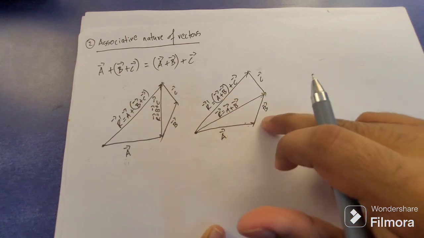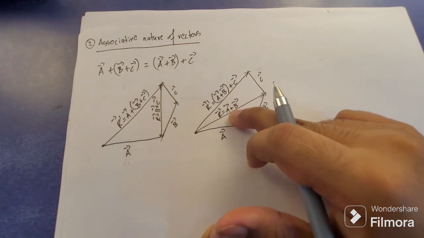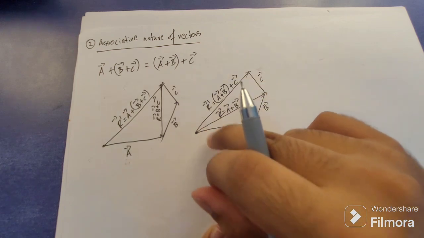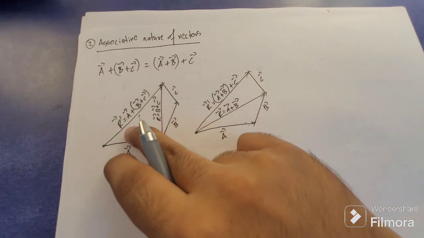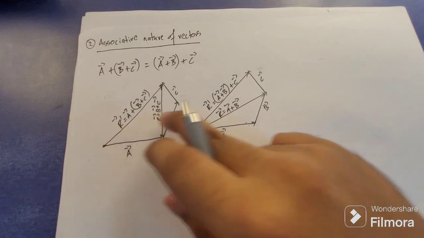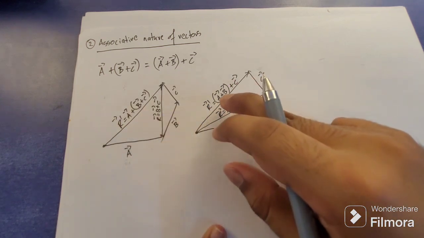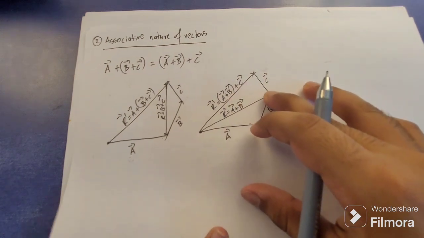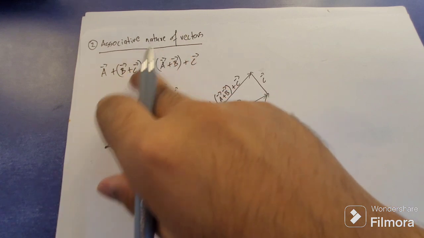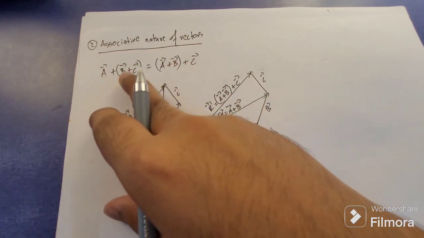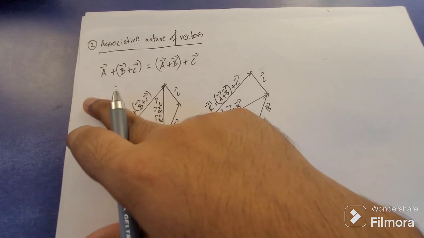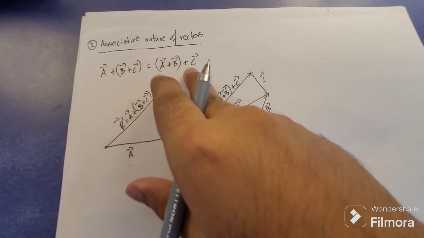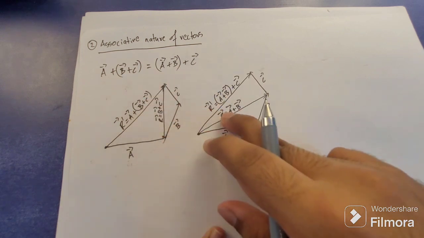We first added A vector and B vector, and then we added their sum to C vector. And if we observe closely, the resultant in first case is similar to the resultant in second case. In fact, not similar, it is exactly the same. This just proves the associative nature of vectors. No matter if we add B and C vector first and then add their sum to A vector, or if we add A and B vector first and then add their sum to C vector, it would always give us the same result.